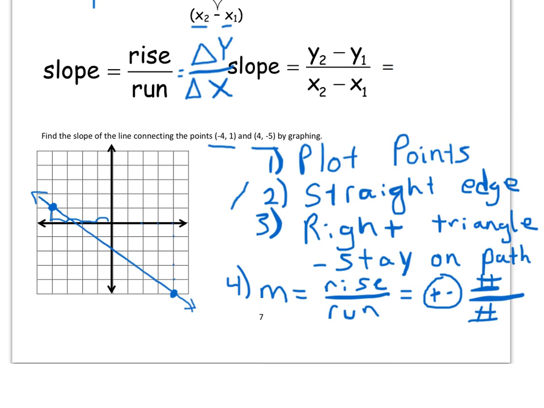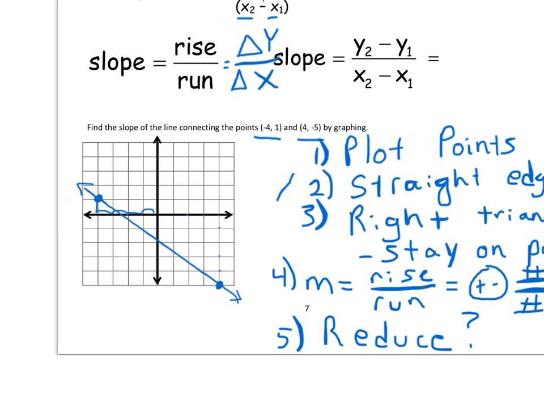Finally, step number 5, because we're working with fractions, you always look to see if you can reduce the slope fraction that you have. I'll give you a second to get those down. Again, if I'm moving too fast, you can always hit pause, you can always rewind. Okay, I'm going to move on. Again, if you're not quite ready, hit pause.